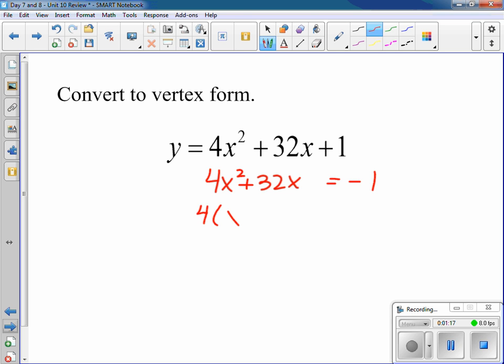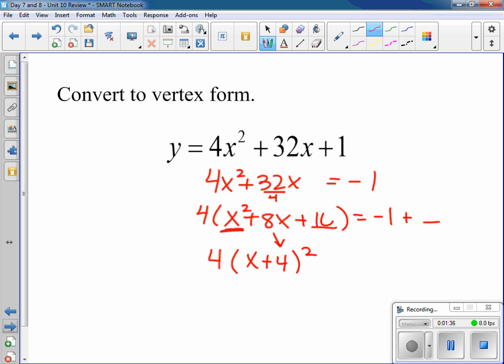So it's going to be 4x squared plus 8x because 32 divided by 4 is 8, because I took a 4 out. And now that it's just an x squared, I can start my plus blank and my plus blank. Okay, so I keep the 4 outside and then I kind of just forget about it and I can complete my square. Half of 8 is 4. 4 squared is 16. But instead of just adding 16 to this side, I'm going to add 4 times 16, which is 64. Negative 1 plus 64 is positive 63.